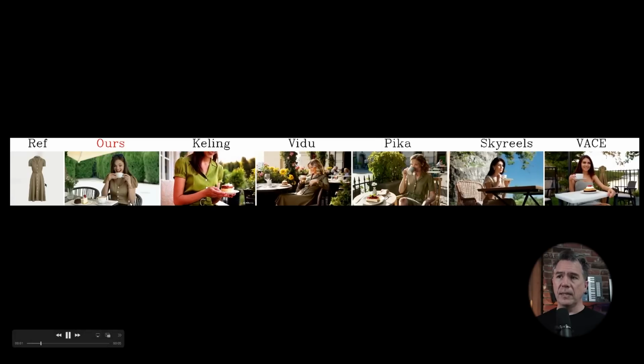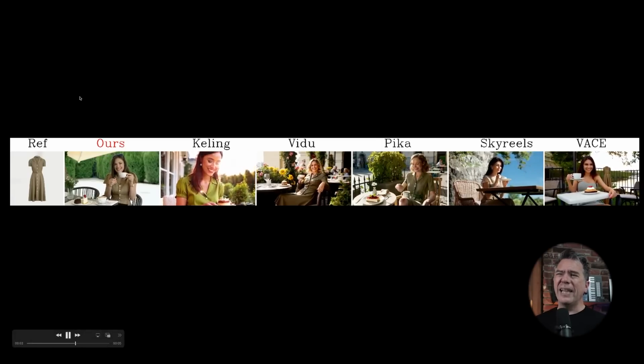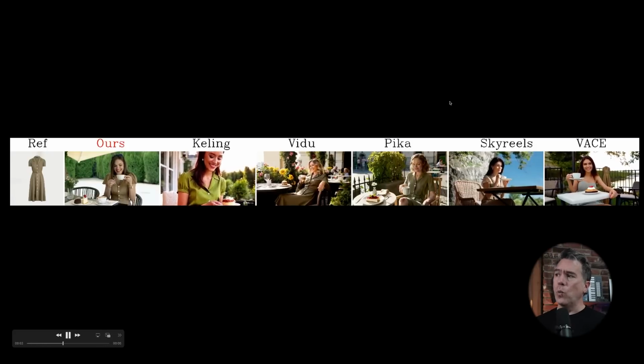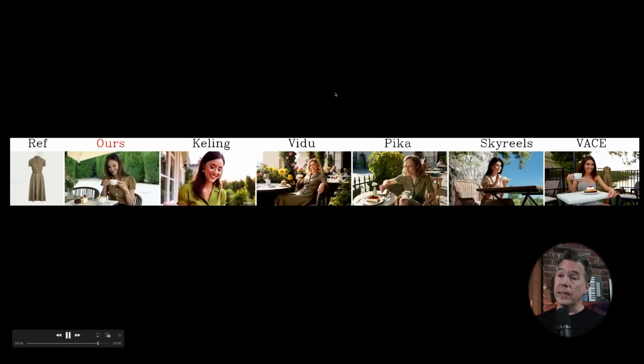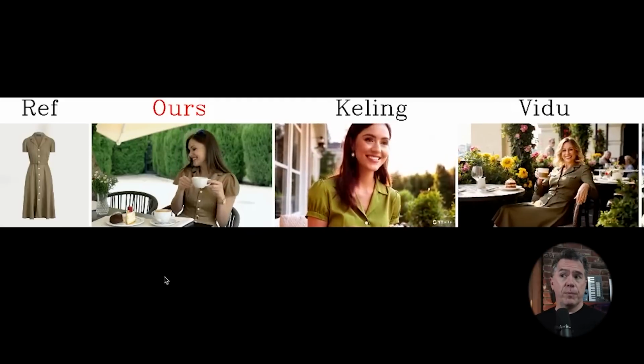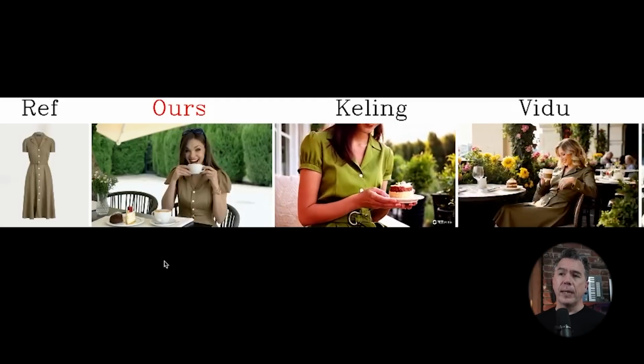Moving over to object referencing, in this case, the subject being this dress. This one is pretty interesting. Now, obviously, the character will be changing in each one of these generations as the character is not the subject of the reference, but rather the dress. The Hunyuan model does a pretty admirable job there capturing that dress.